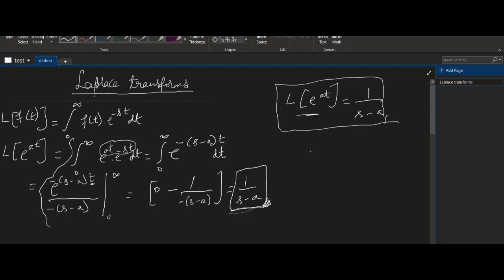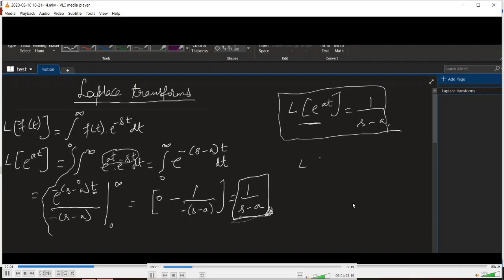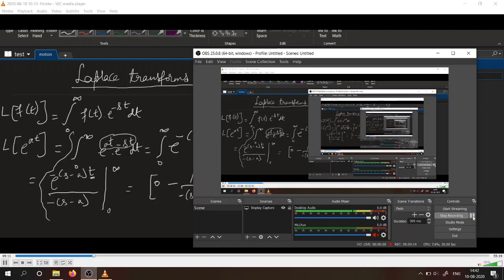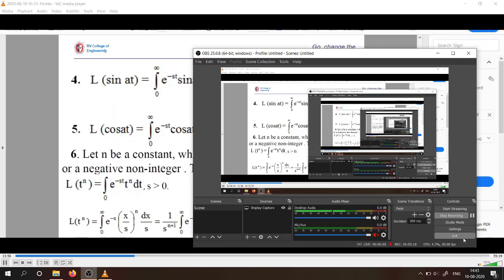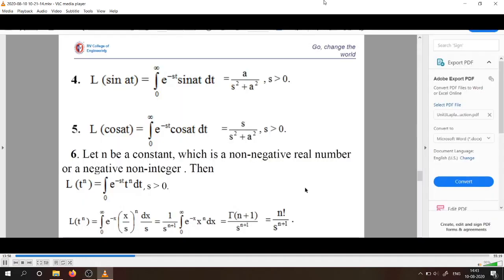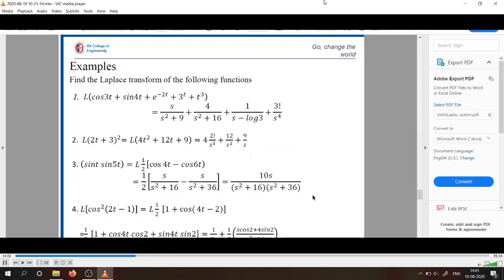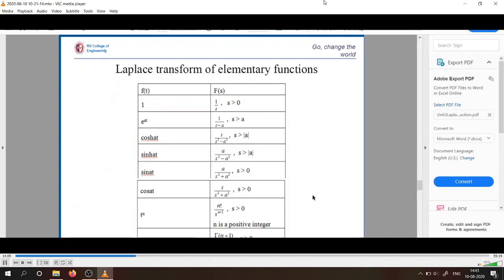Similarly, what will be the answer when we take the Laplace of sine at and sine hyperbolic at and so on? There are many different functions. So all those, in fact, you can just do the integration similarly. That's what we have written here. Now, we just put together all these results in a single table, and if you just remember this, remaining thing is slow and careful manipulation.